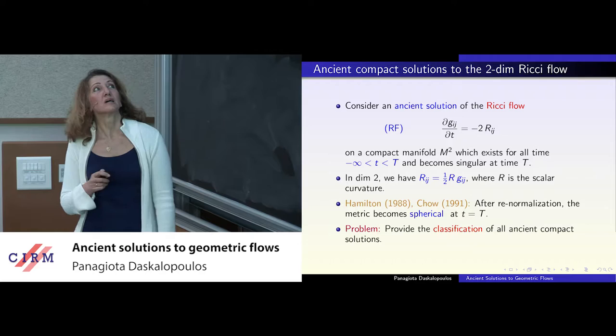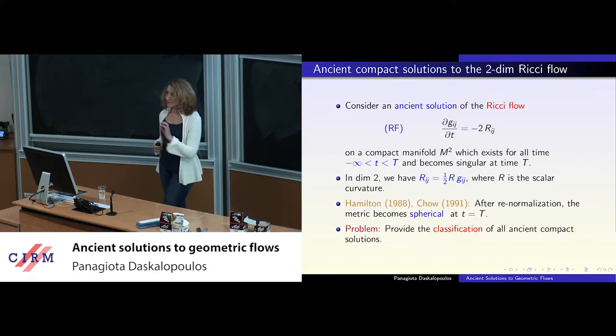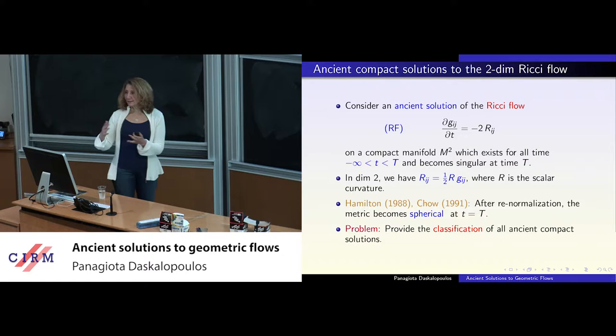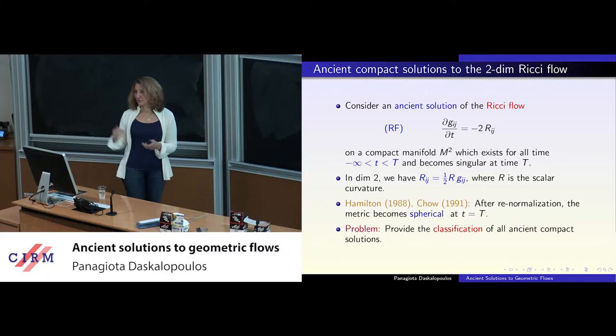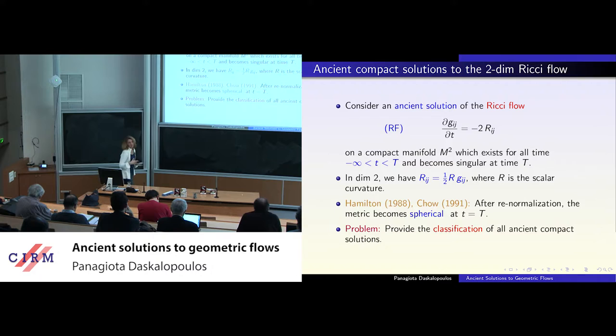Of course, the most interesting case is the 3D case and then the 4D case. Nevertheless, studying the 2D case also provides interesting examples that work in higher dimensions, because you can view the 2D case as a 3D case where you cross with a line or something. So let me first discuss ancient compact solutions to the 2D Ricci flow, and then tell you what we know and don't know in higher D.